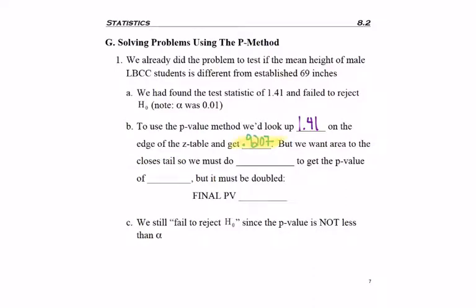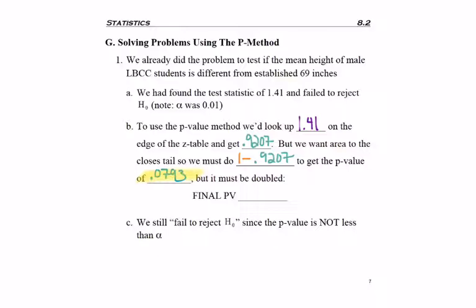But remember, we want the area to the closest tail. And 0.9207 can't be our closest tail because if you were in the middle and went to your closest tail, you get 0.5, and this is greater than that. So we must do 1 minus 0.9207, and that calculates to a p-value of 0.0793. But remember, since we were going with the alternate hypothesis that the mean was different, we had a two-tailed test. So therefore, we have to double our p-value.